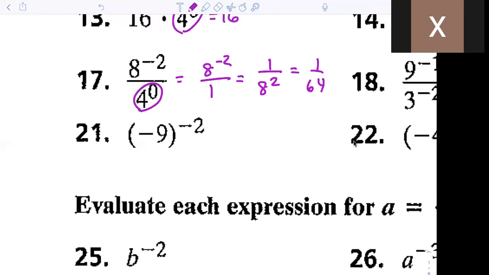Emiliana, how am I doing? I'm doing all right? Sienna, you on board? Come on. Anybody have any questions with 17? All right, let's see how we're doing with 18.